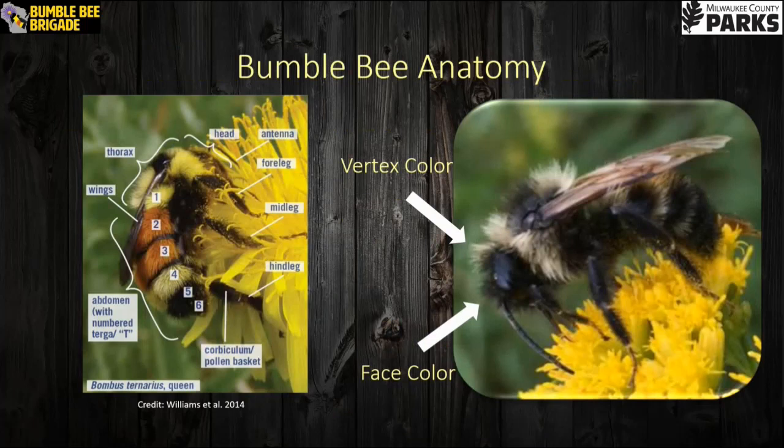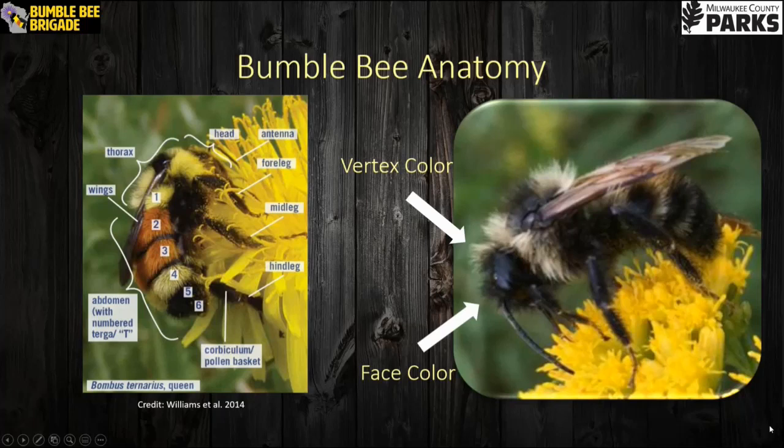Being familiar with basic anatomy is key to identifying bumblebees. Bees are divided into three segments: the head, the thorax, and the abdomen. For the head, the color of the face and the vertex can be crucial to identifying bumblebee species. And sometimes the size of the eyes can come in handy too for specific species ID.